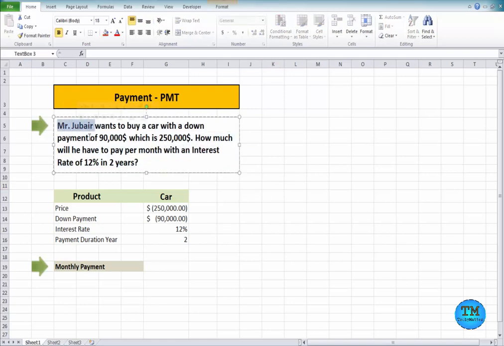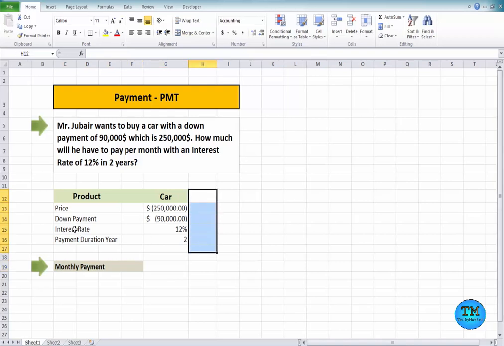You can see in my example Mr. Zubair, a person who wants to buy a car with a down payment of 90,000 with a purchase price of 250,000, which interest rate is 12% and must be completed within 2 years. So let's see how we can find out the monthly installment with the interest rate using PMT. I have arranged it so that you can easily understand.